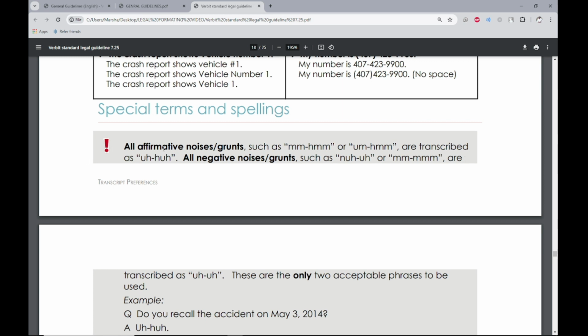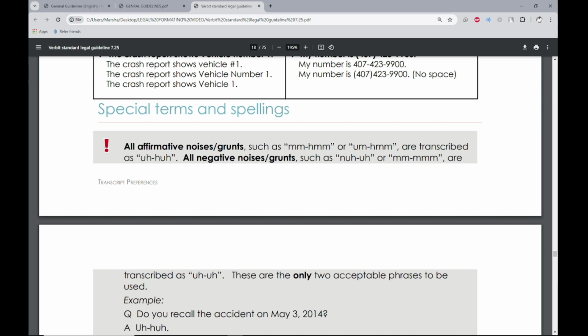So like this one, all affirmative noises, grunts such as this, are transcribed as this. Now this one is for most of the transcripts. Most of the companies will use this one, so it's very important for you to stick to it. This one is for the affirmative. If someone is agreeing to what is being said, that is how you write it.